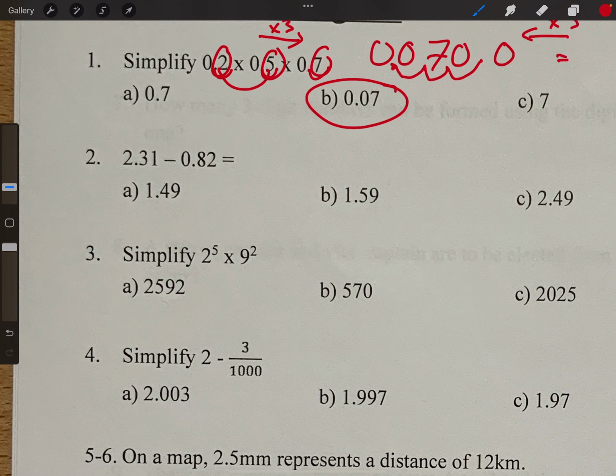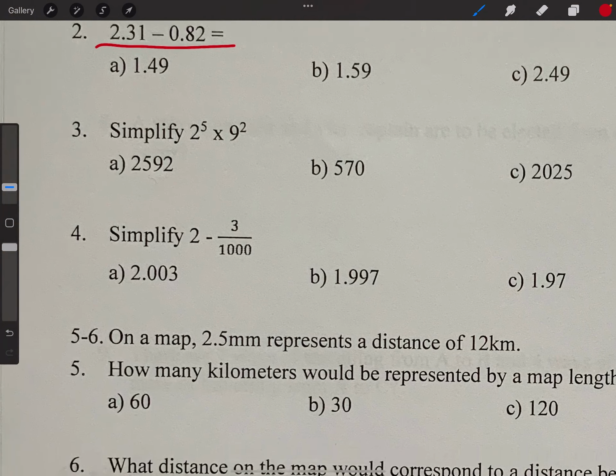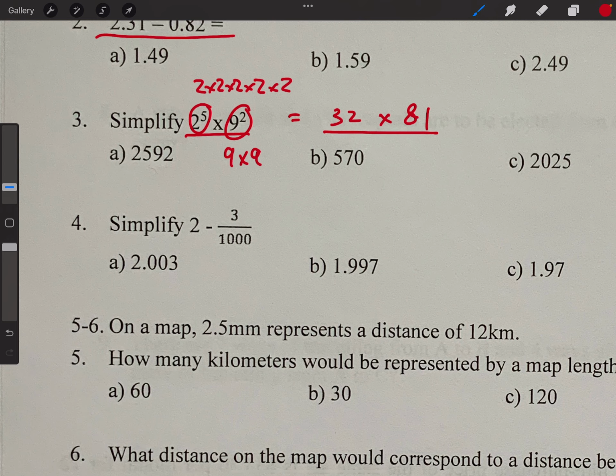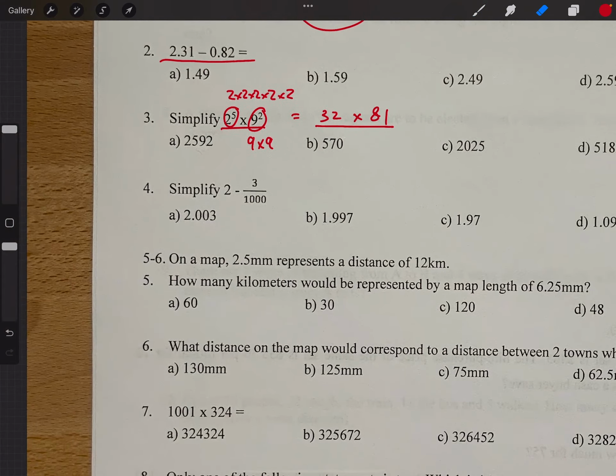Oh, this is too easy. You can do this by yourself. This one is 2 to the power 5, which is 2 times 2 times 2 times 2 times 2, which equals 32. 9 squared is 9 times 9, and that's equal to 81. So just work out what 32 times 81 is, and we'll get the answer there.